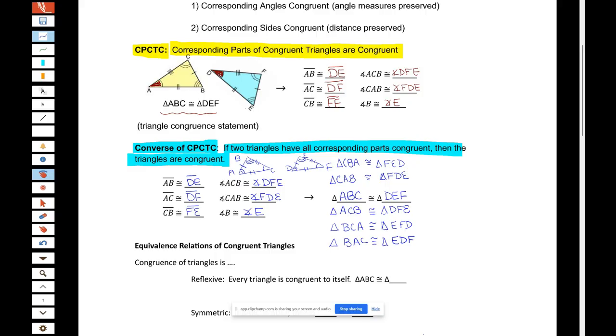And then some students will say there are 12 ways, because what if you start with the triangle FED first, and then you can write it 6 more ways? Which I would say, touché, that's true, you can.